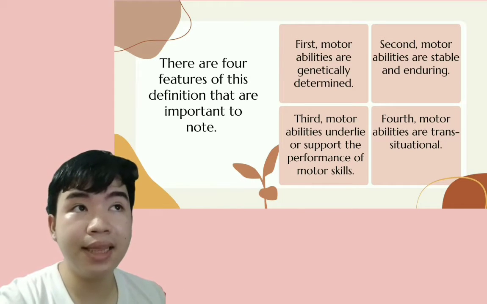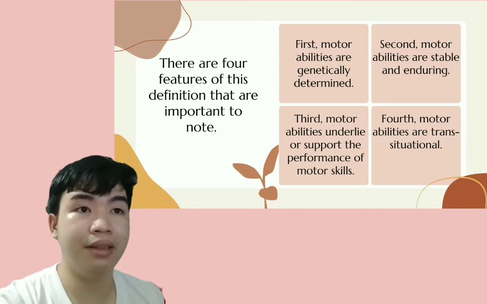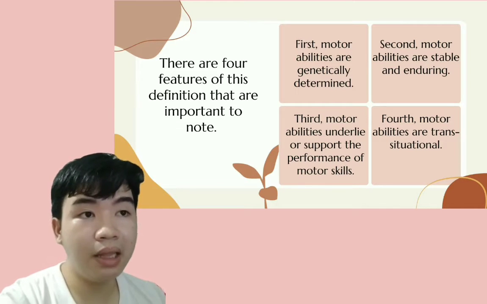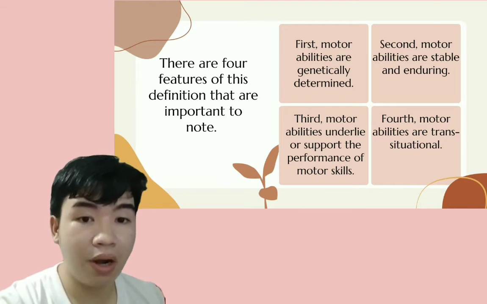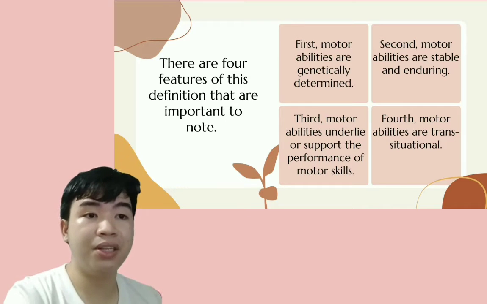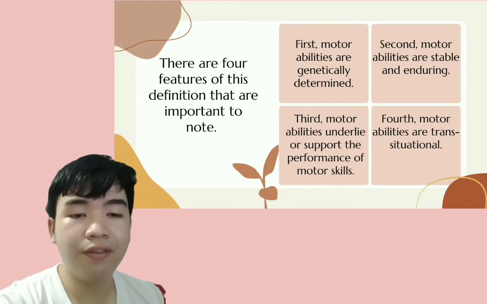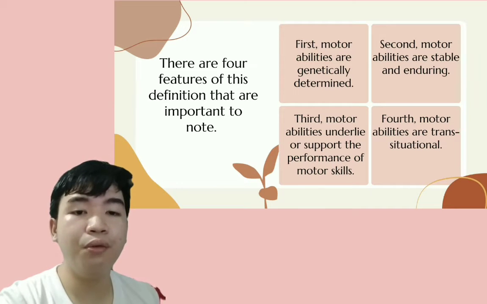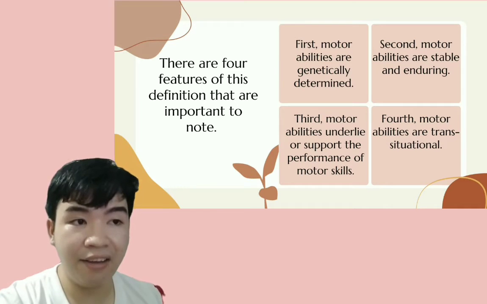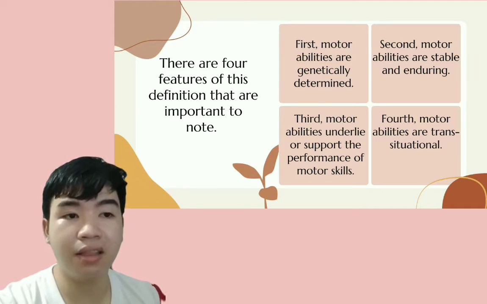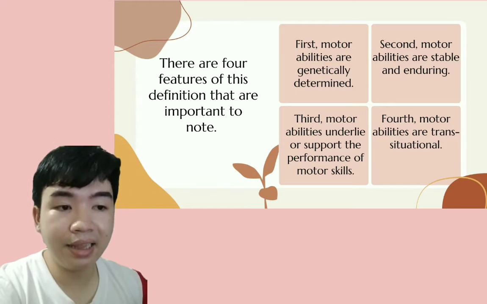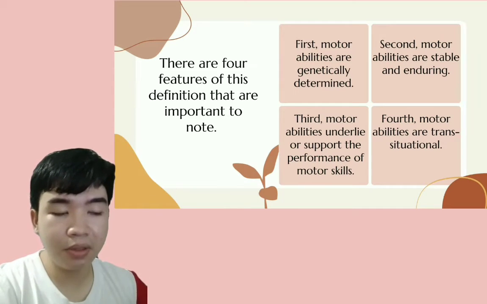First, motor abilities are genetically determined. Like hair color, sex, or height, motor abilities are not developed or acquired after birth, but a person is born with all of the motor abilities. So everyone is born with the same motor abilities, and people do not have different ones or a different number of abilities.